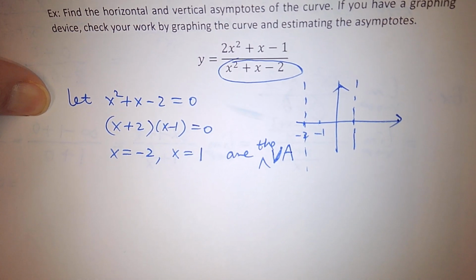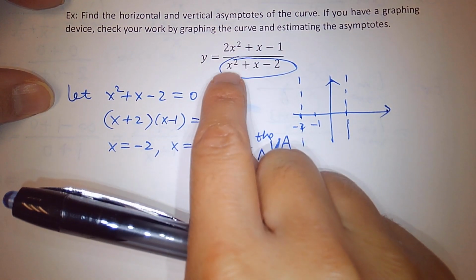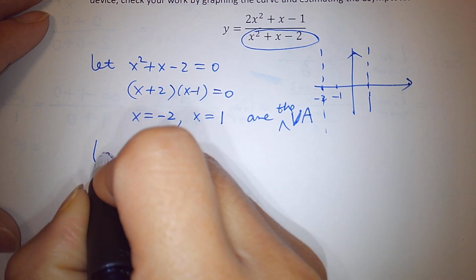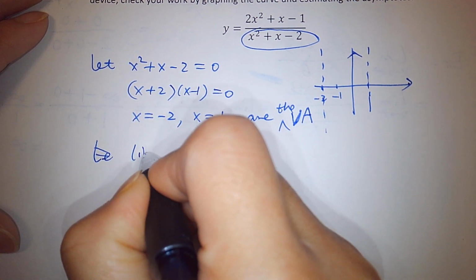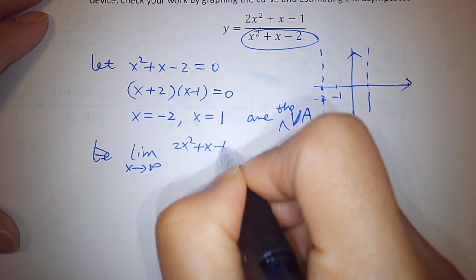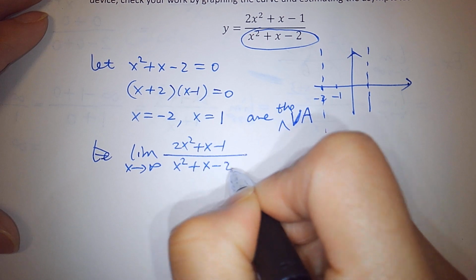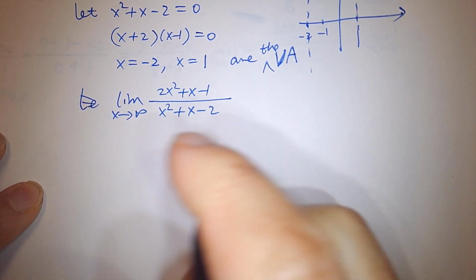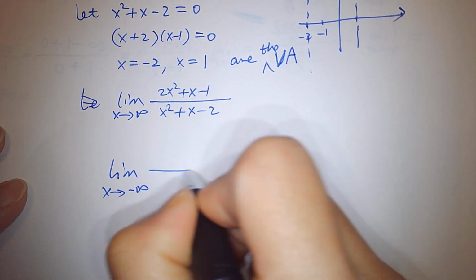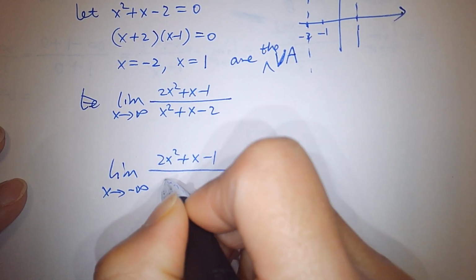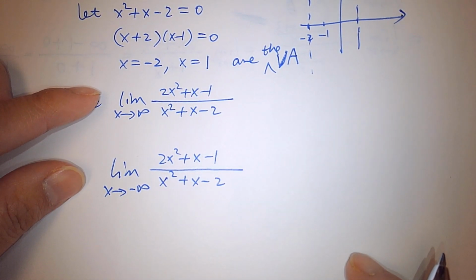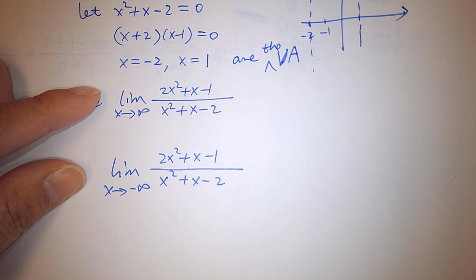How to find the horizontal asymptote? Find two limits. One limit is the limit when x goes to positive infinity of (2x squared plus x minus 1) over (x squared plus x minus 2). Also, we're going to find the limit when x approaches negative infinity of (2x squared plus x minus 1) over (x squared plus x minus 2). I will give you a couple minutes to try both of these two limits because we just practiced very similar questions.